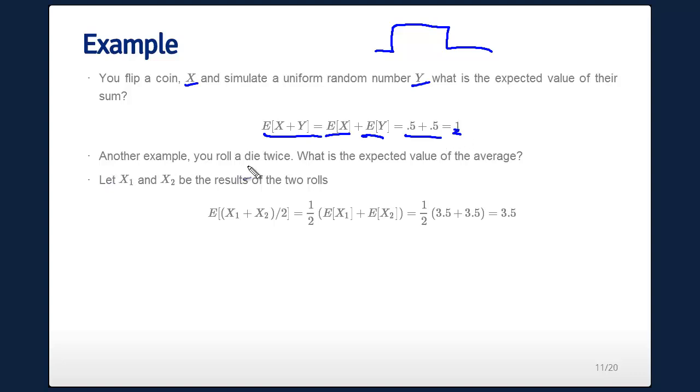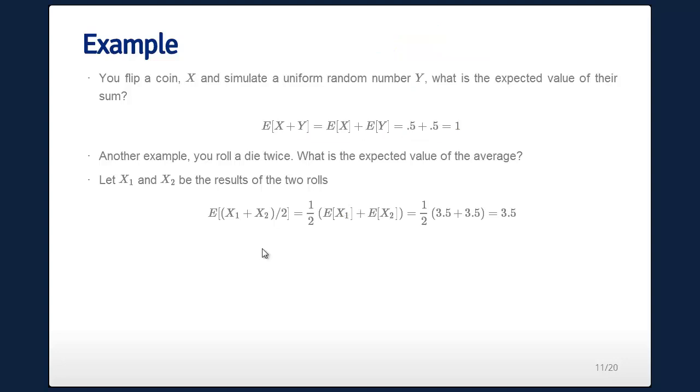So another example is you roll a die twice. What's the expected value of their average? Well, one way to do that would be to roll the pair of dice over and over and over again. Every time you got two dice, you get an average. You would do it enough so you know pretty much exactly what the distribution of the average of two dice is, what the mass function was, and then calculate the mean of that distribution.